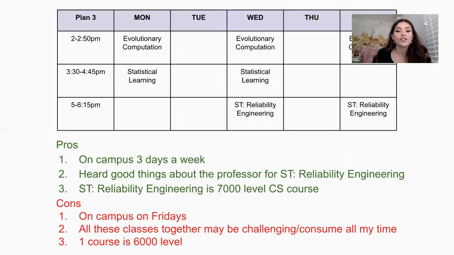Plan 3. So in this plan, I have evolutionary computation, statistical learning, and reliability engineering. Some of the pros for this, I'm on campus 3 days a week, not terrible. I heard good things about the professor for the reliability engineering course. I also have reliability engineering as a 7,000 level course, which helps my degree.